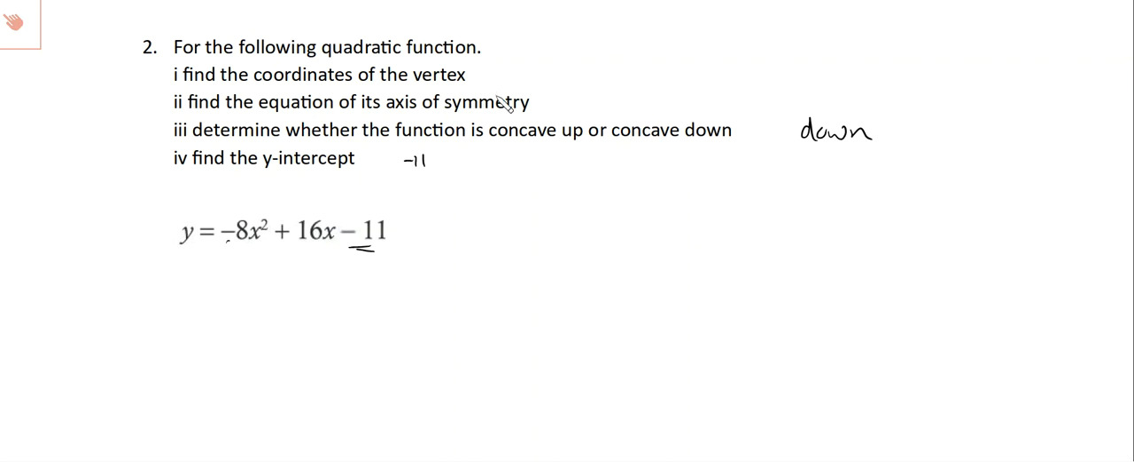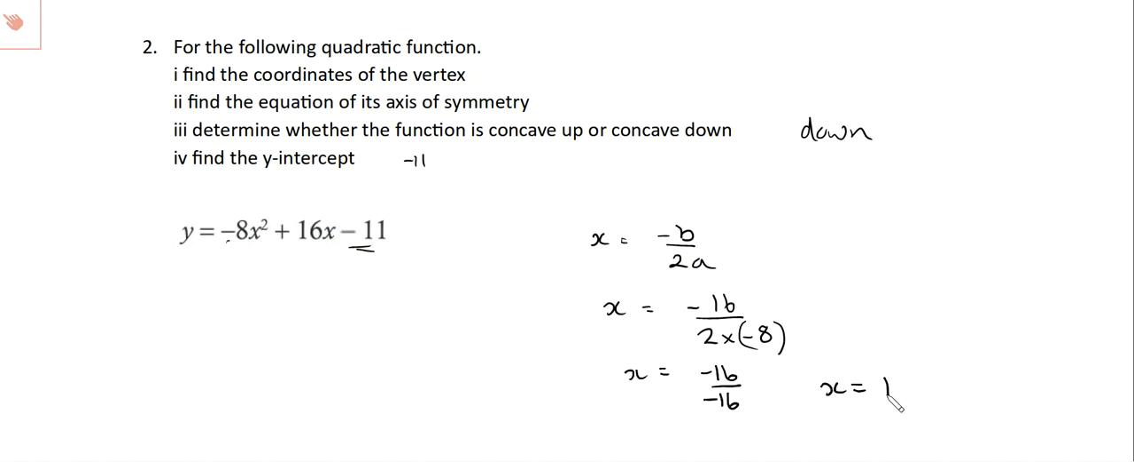Coordinates of the vertex or axis of symmetry first. Well, the axis of symmetry is x equals -b over 2a. You have the equation, yeah? You have the formula. You wrote it down. It's on your sheet. Use it. Saw a lot of people using it. -16 over 2 times -8. That's not quite good enough, because actually that is -16 over -16, which is 1. X equals 1. Simple as that.